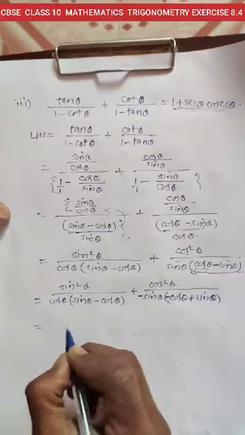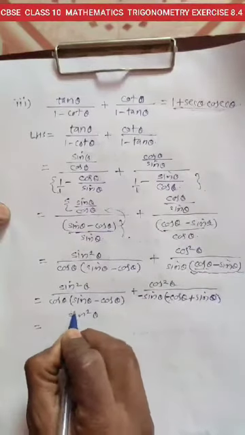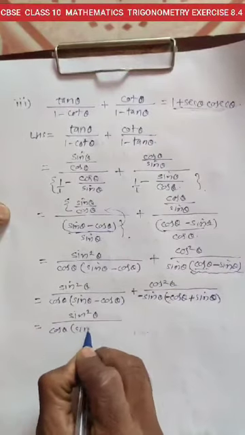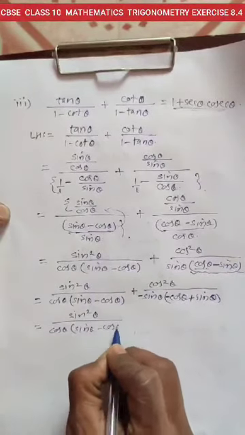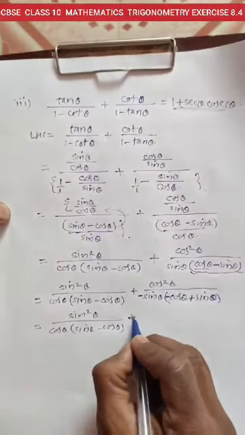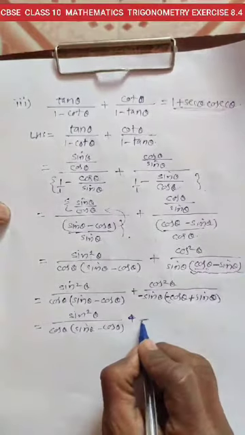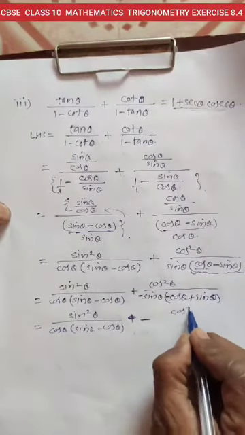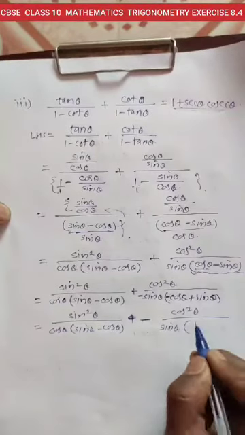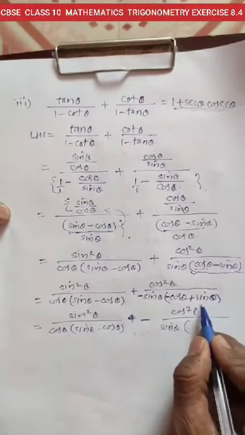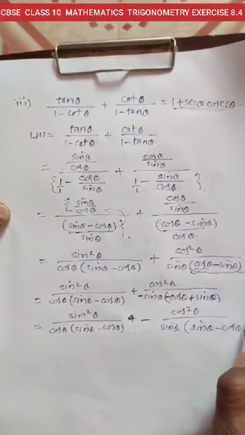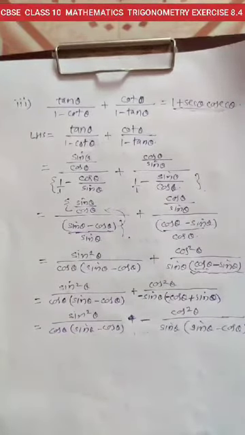So in the next step, this is sin square theta divided by cos theta into bracket sin theta minus cos theta, plus, plus into minus, and this is the cos square theta divided by sin theta, and in this bracket write down the positive term first, that is plus sin theta minus cos theta. Understand? So this is the term.